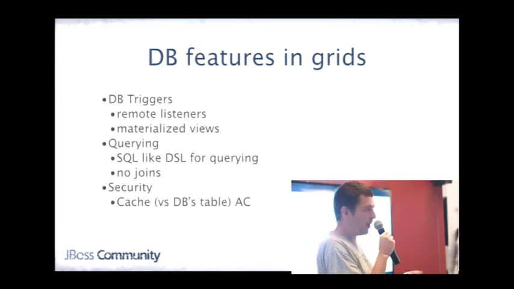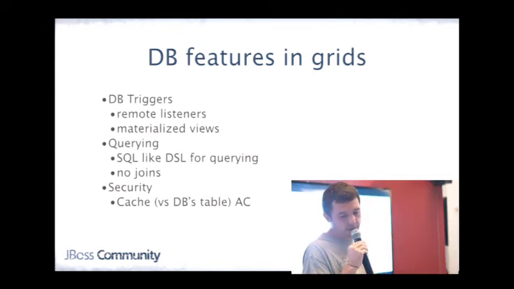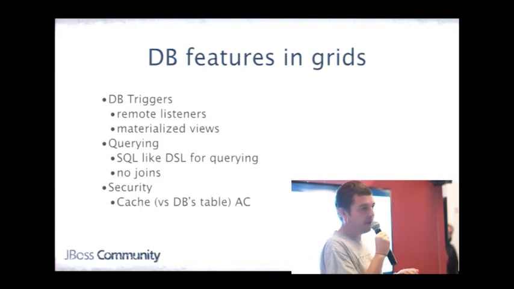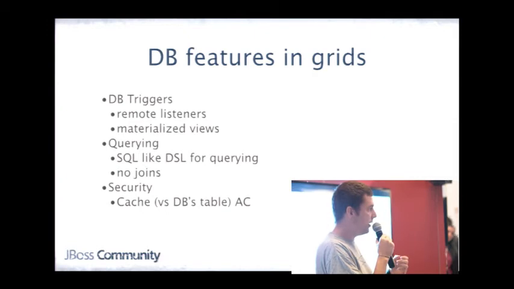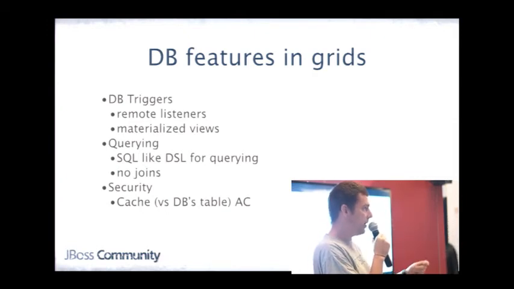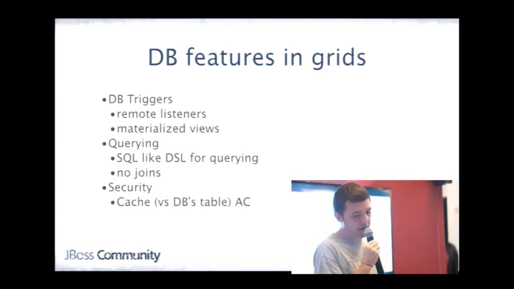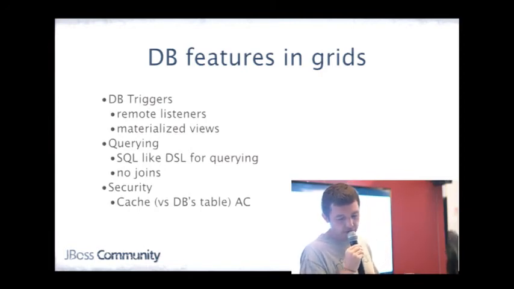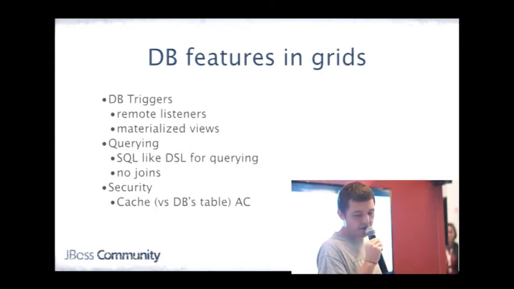It's also a way to build materialized views. The grid counterpart for that would be something like near caching with invalidation. So if you have, for example, a query that's being executed a million times per second, instead of doing that, you might just keep the result, and whenever something is updated, just update the result of that query. So that's another feature that Infinispan offers.